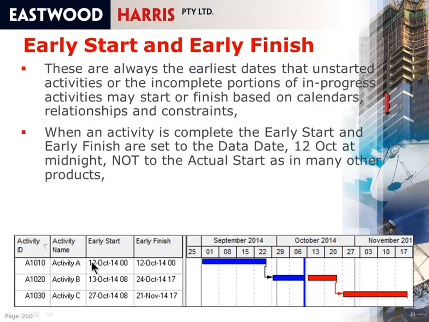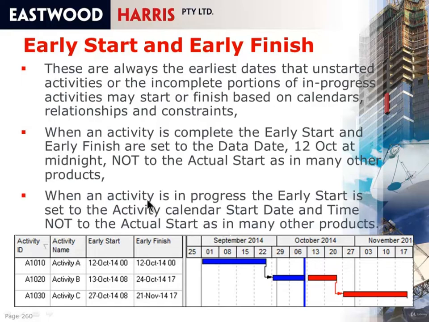and not the actual start and the actual finish as in many other products. So you'll see here that the early start and the early finish are displayed as the data date, whereas other products will have the 1st of September and the 26th of September as the early start and the early finish with an A to indicate they've actually started and actually finished. And again, P6 does not show the early start and the early finish in the way other products display it. When an activity is complete, the early start and the early finish is displayed as the data date, which can be very misleading. So when an activity is in progress, the early start and the early finish is set to the calendar start date and time, and not the actual start as in many other products.